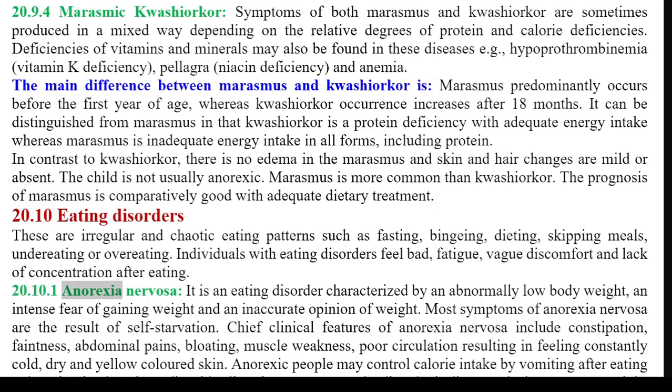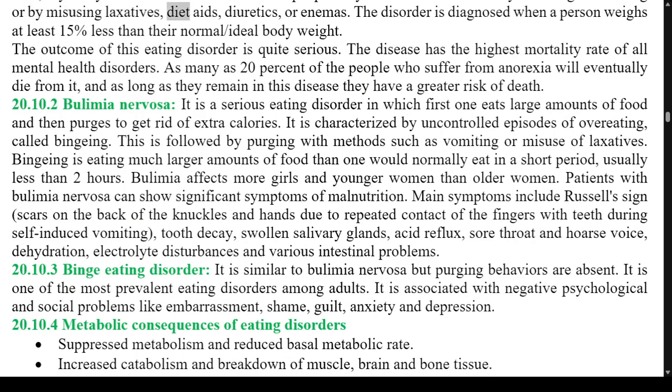20.10.1 Anorexia nervosa. It is an eating disorder characterized by an abnormally low body weight, an intense fear of gaining weight and an inaccurate opinion of weight. Most symptoms of anorexia nervosa are the result of self-starvation. Chief clinical features include constipation, faintness, abdominal pains, bloating, muscle weakness, poor circulation resulting in feeling constantly cold, and dry, yellow-colored skin. Anorexic people may control calorie intake by vomiting after eating or by misusing laxatives, diet aids, diuretics, or enemas. The disorder is diagnosed when a person weighs at least 15% less than their normal/ideal body weight.